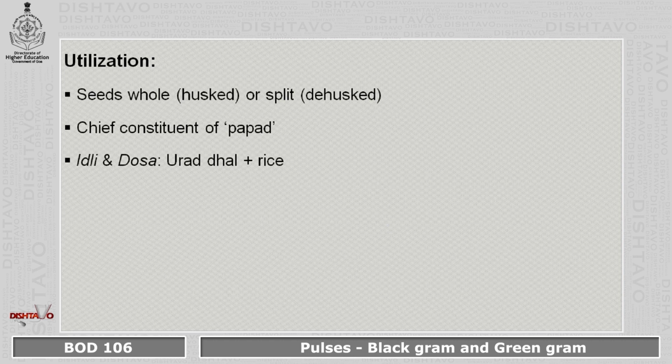It is also very, very important for making idli and dosa. So what they do, they soak the urad dal and rice overnight, then next morning they use it to make idli or dosa.